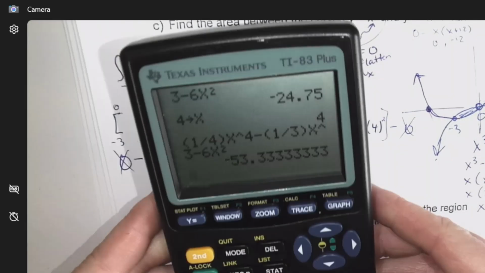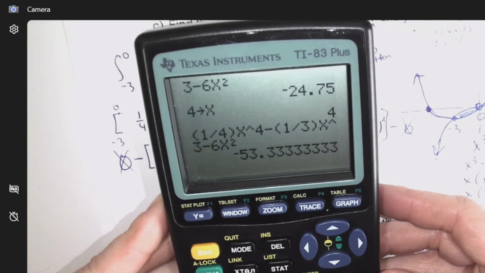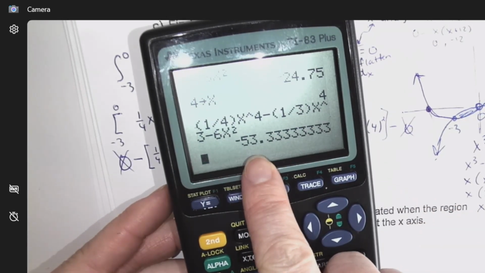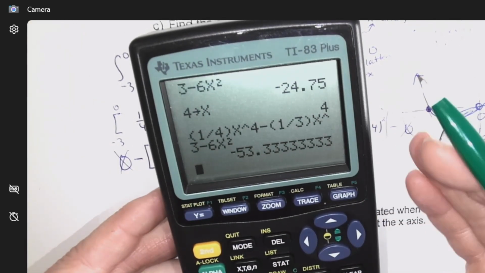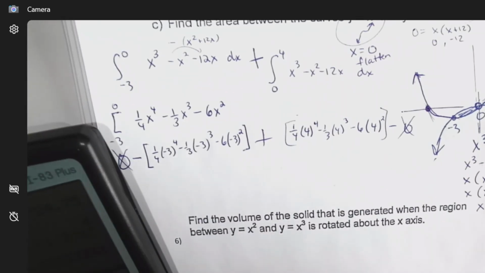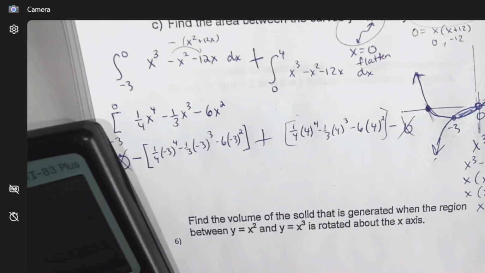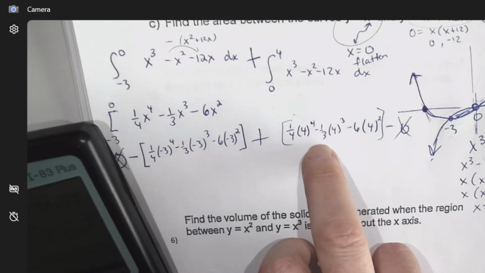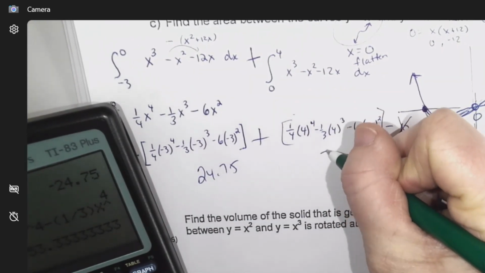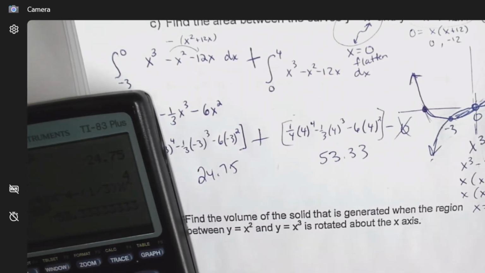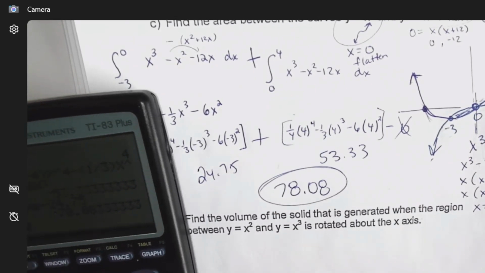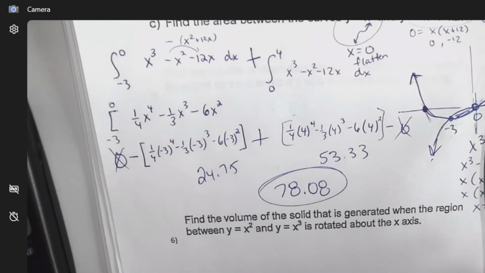Okay, are you getting these numbers? I got negative 24.75. Well, it should be positive. Are those your numbers? I got 53.3. It should be big because it's a 4. Yeah, negative 53.3 on that section. Yeah, that's fine. Just make it positive.